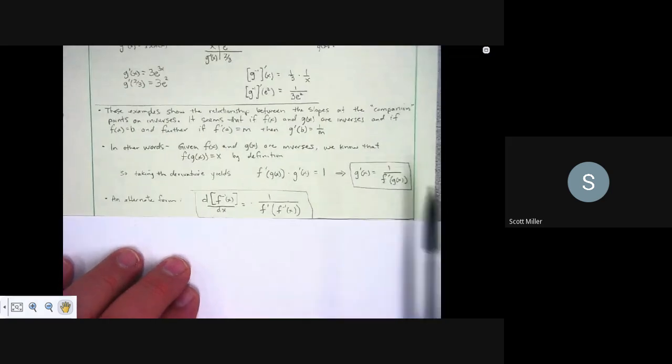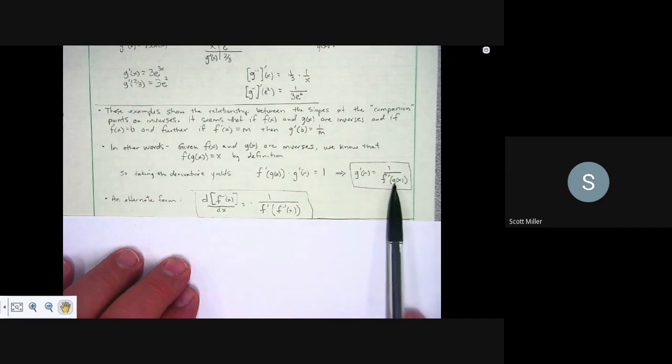Solving for this, remember g is now the inverse. Solving for g prime will produce this. That's why there was that fraction involved. The issue I have with this formula is that as long as you have it in your mind straight that g is the inverse of f, then this is a lot cleaner.